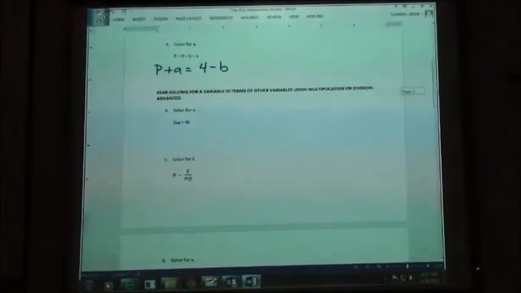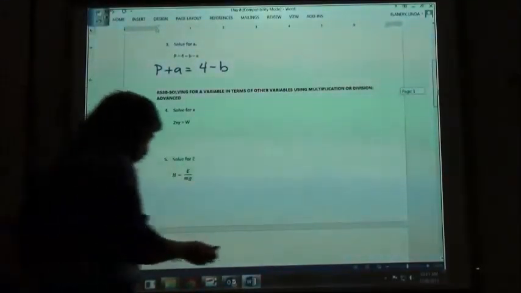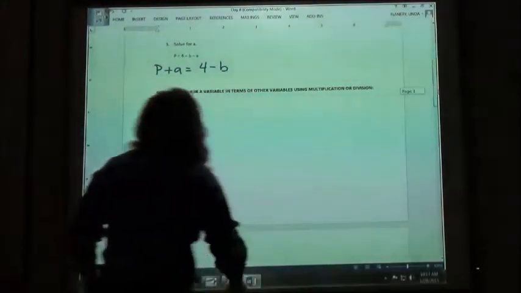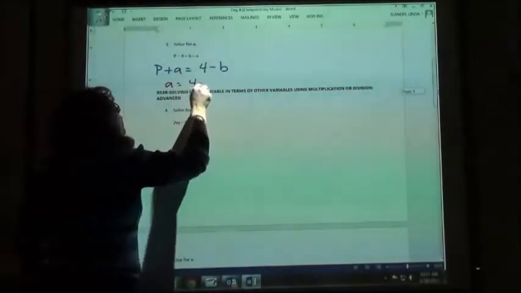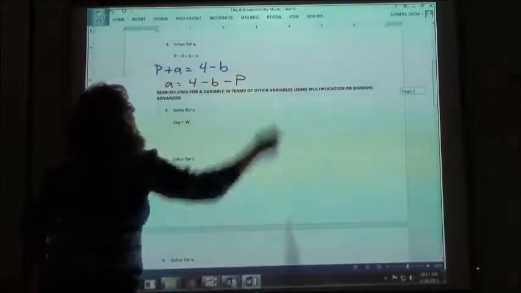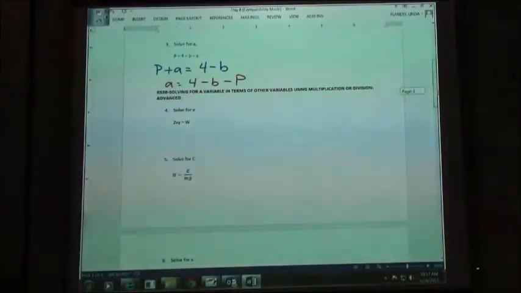It wouldn't necessarily have to be your first step, but it'd make it so you don't have to divide by a negative. So now if I want to solve it for a, I need to do what? Subtract the p. So a is going to equal 4 minus b minus p. And now the a is all by itself.